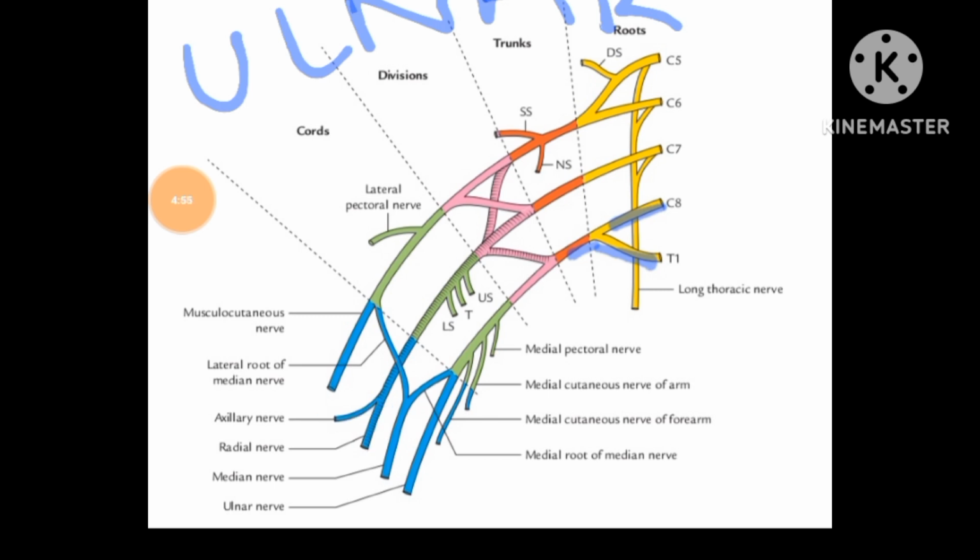The radial nerve has a root value of C5 to T1. Okay, you have to learn by heart the root values of all the branches from the posterior cord. The branches from the posterior cord are upper subscapular, lower subscapular, thoracodorsal nerve, which is the nerve to latissimus dorsi, and axillary nerve and radial nerve.